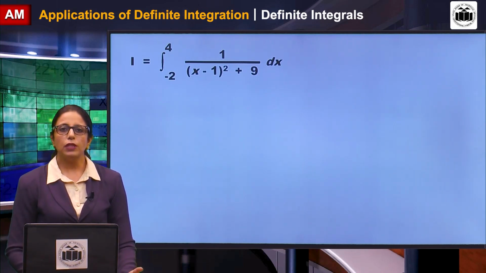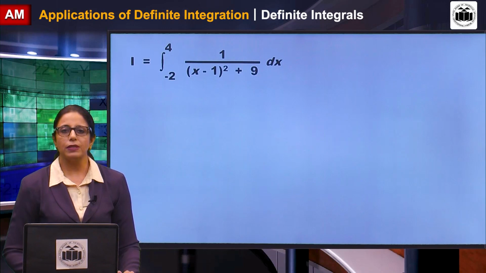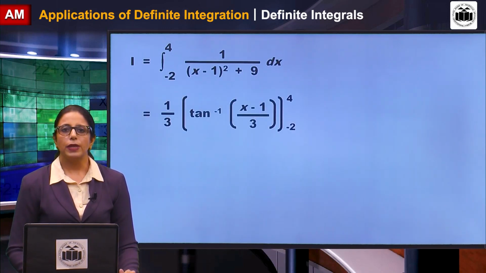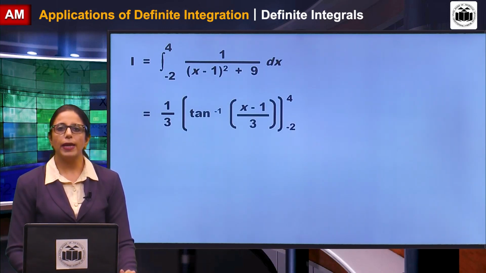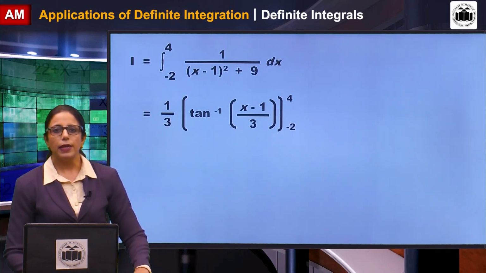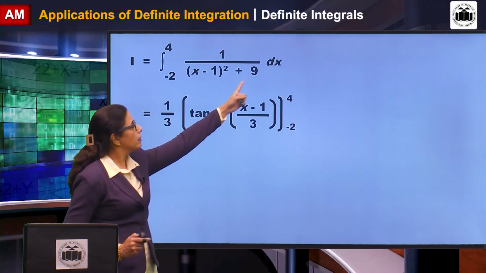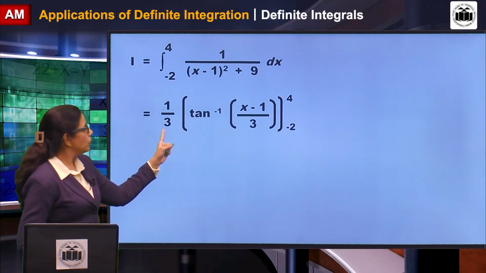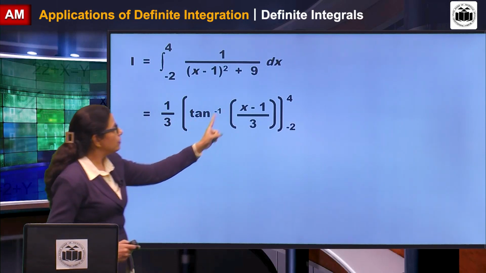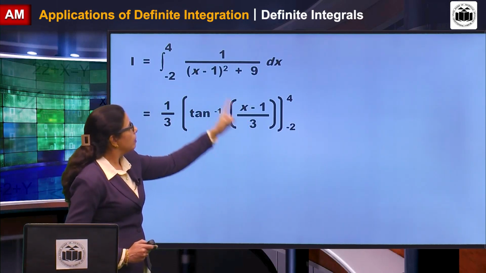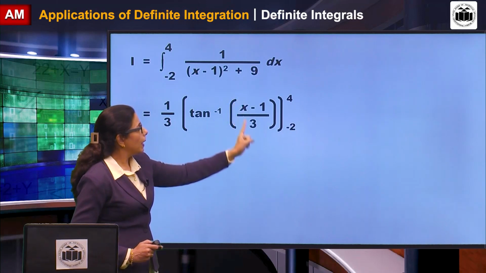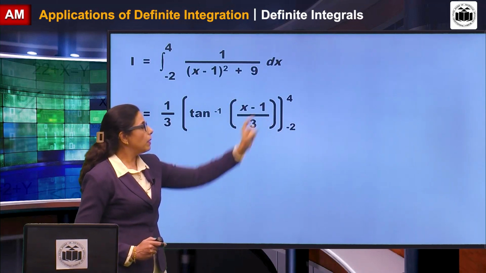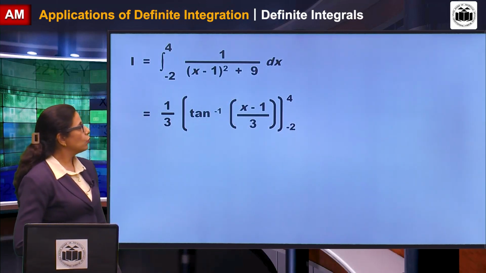Alright, so using the formula which we saw in the previous slide, we get the answer as 1 by 3. Now this 1 by 3 is actually 1 by a. Here a is nothing else but 3 because a squared is 9, hence a is equal to 3. So 1 by a tan inverse x by a becomes 1 by 3 tan inverse (x minus 1) by 3, and the limits to be applied is minus 2 to 4.